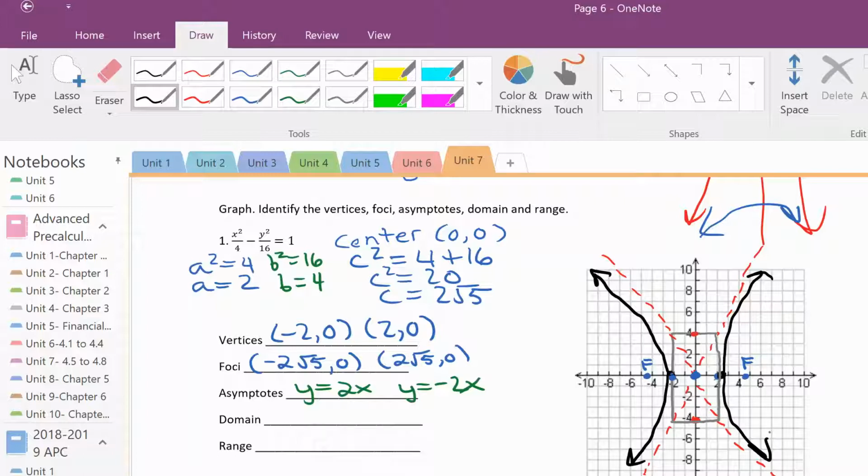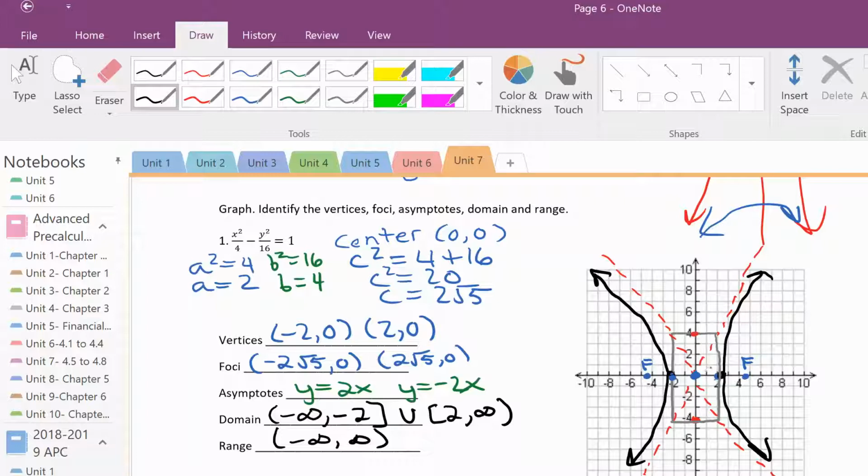Now, the domain, if you notice, is going to go from negative infinity until the first vertex on the x, which is -2, union, because there's a gap here, and then it's going to go from 2 to infinity, whereas the range is all real numbers.